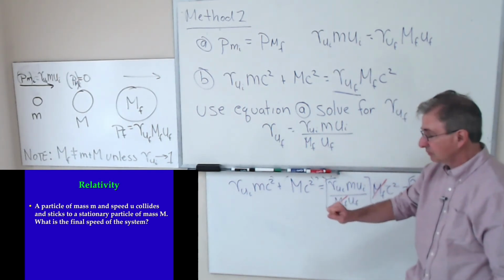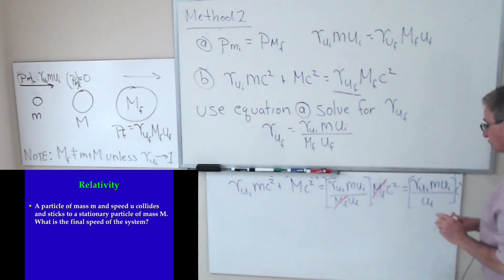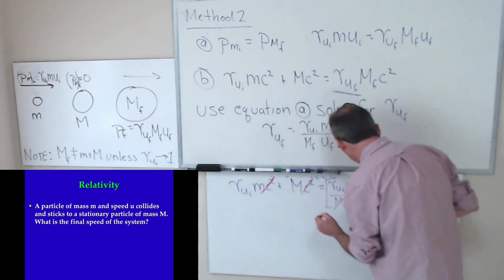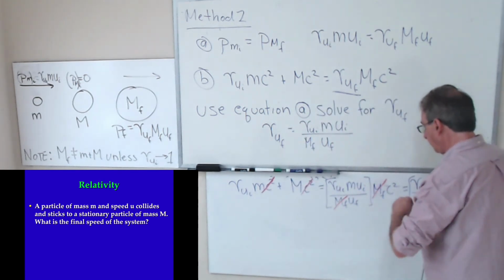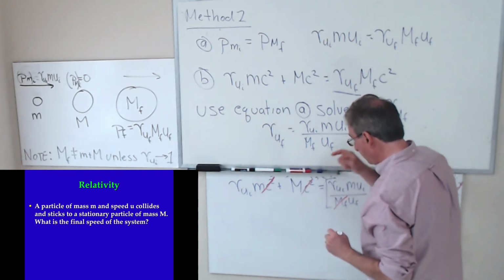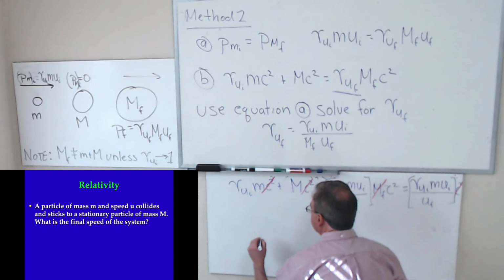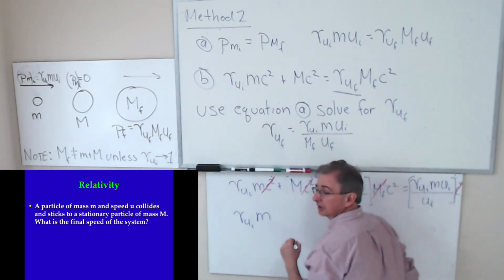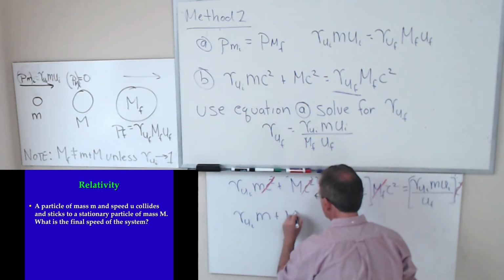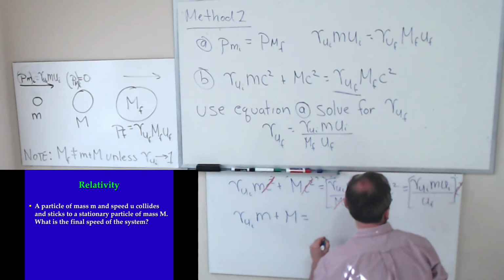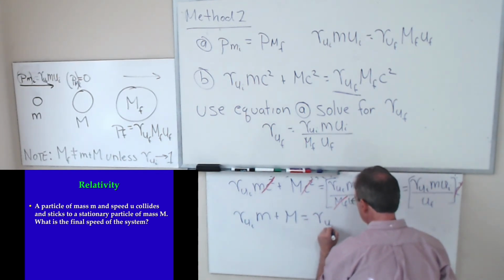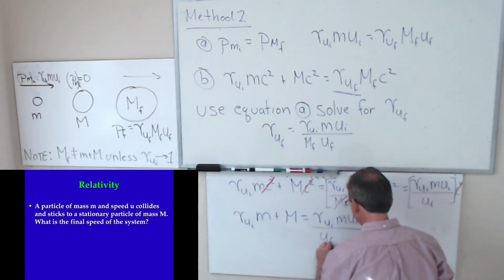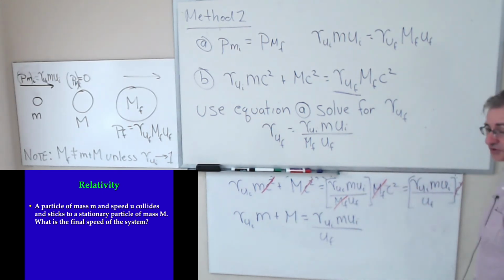Now this term has a c squared, this term has a c squared, that term has a c squared. So I'm going to cancel them out. I'm running out of space on my board, so I'm just going to cancel them out instead of rewriting everything. Okay, well, I will rewrite anyway. So what we'll get is this. Gamma sub u initial times little m plus big M equals gamma u initial, little m, u initial, over u final.